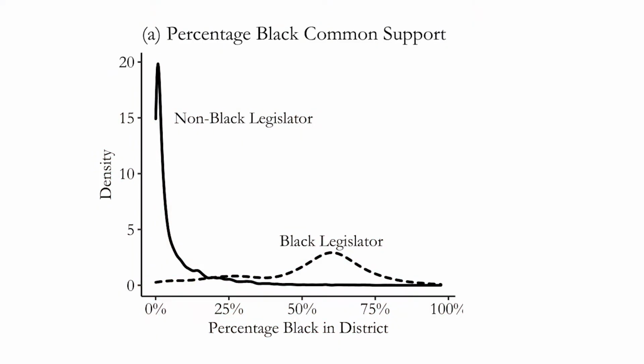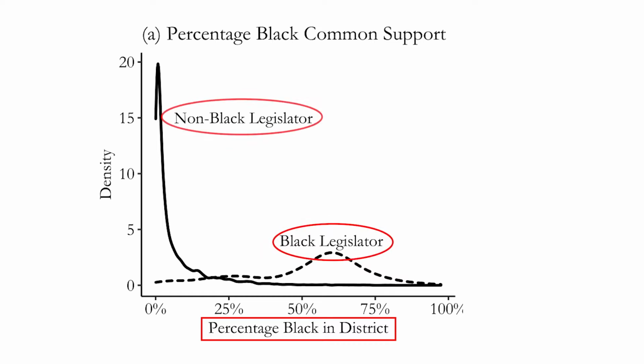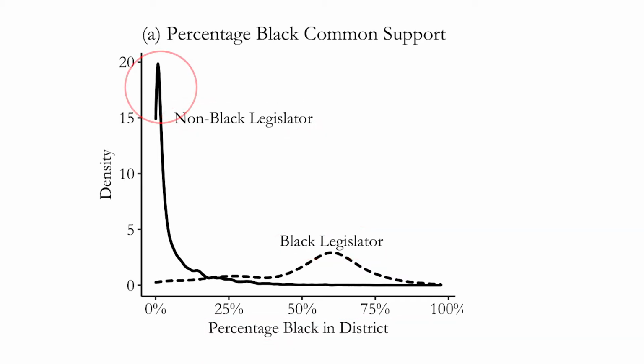So if we look at the distribution of the percentage of people who are black in the district between black legislators and non-black legislators, we see that things are actually quite different. Among non-black legislators, a vast majority of them live in areas where there are not a lot of black people in the district. Whereas if you're a black legislator, it's very, very likely that you're in a district that is between 50 and 75% black. It's a very, very different distribution.